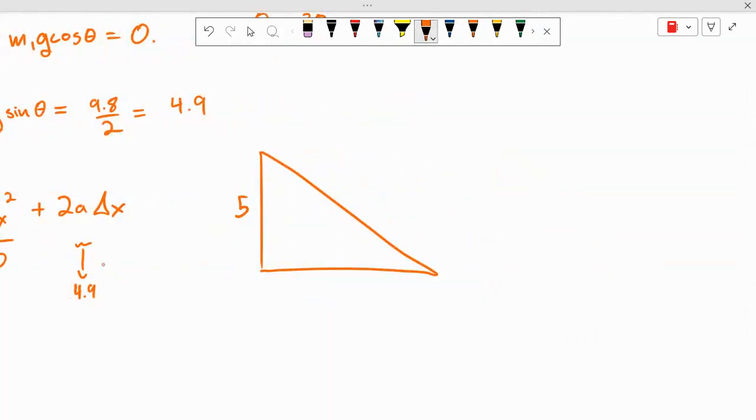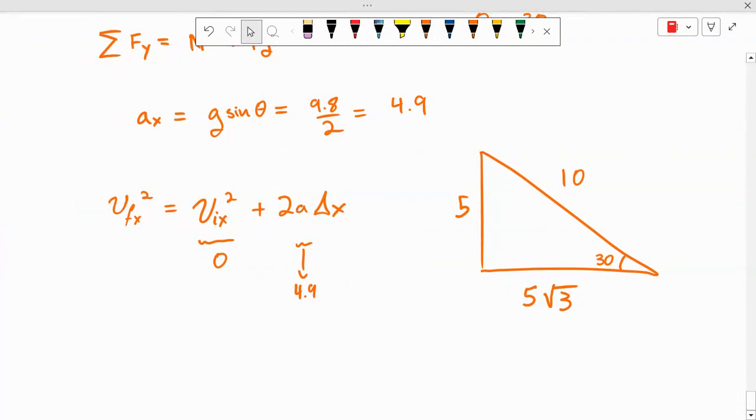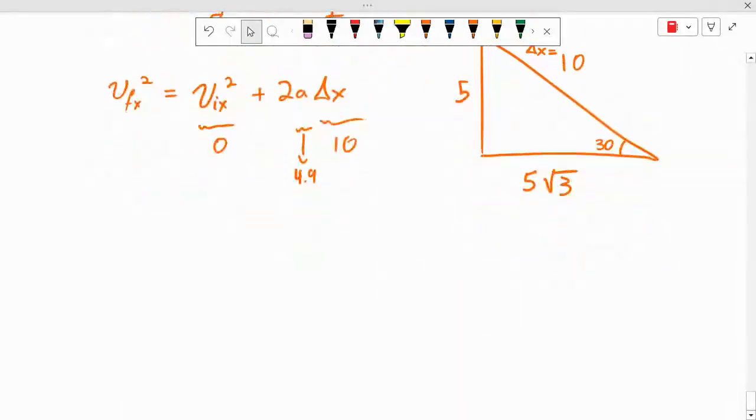If this is 5, this is 30, sine of 30 is 1/2, so that has to be 10. This has to be 5 and 3. You will see that delta x has to equal 10. So what we have here is vfx squared equals 0 squared plus 2 times 4.9 times 10.